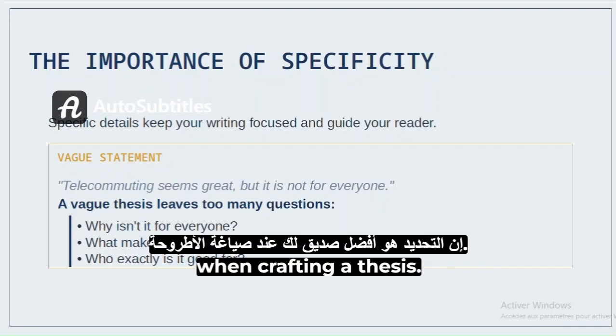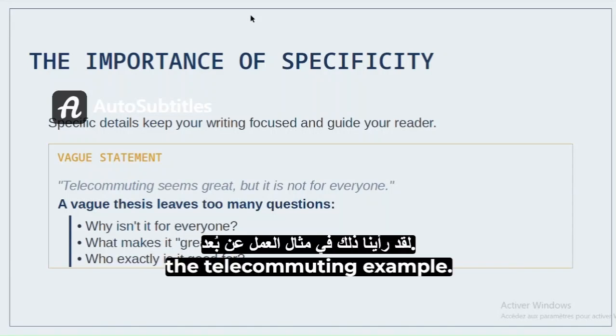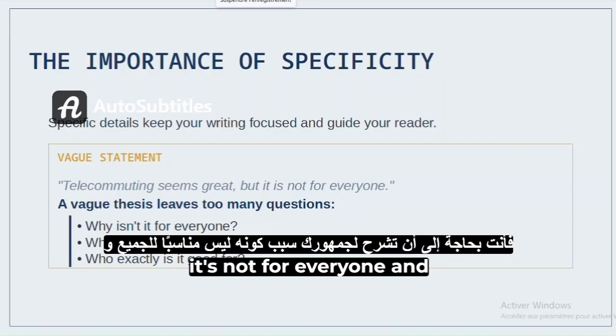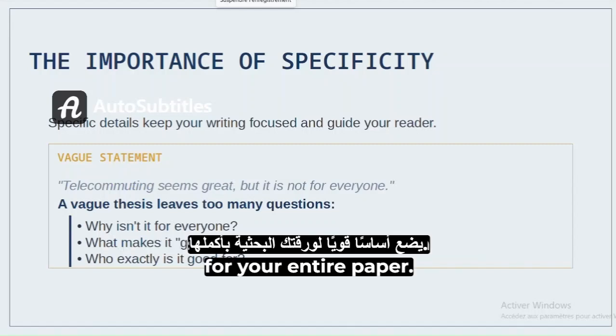Specificity is your best friend when crafting a thesis. A vague statement leaves your reader guessing and your argument unfocused. We saw this with the telecommuting example. Simply saying it's not for everyone raises more questions than it answers. You need to tell your audience why it's not for everyone, and for whom it might be a good fit. This level of detail ensures clarity and sets a strong foundation for your entire paper.